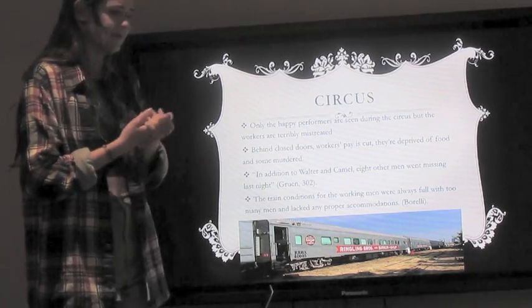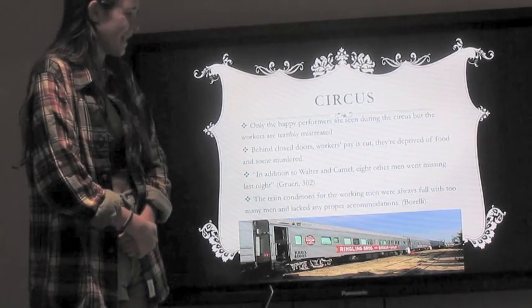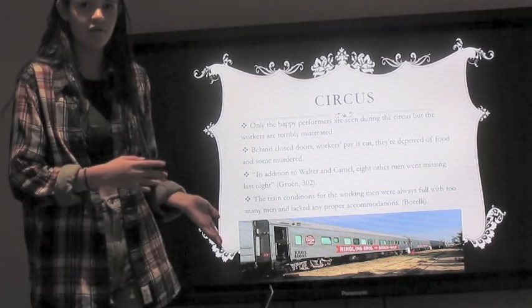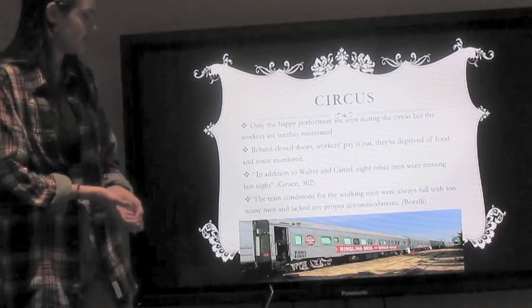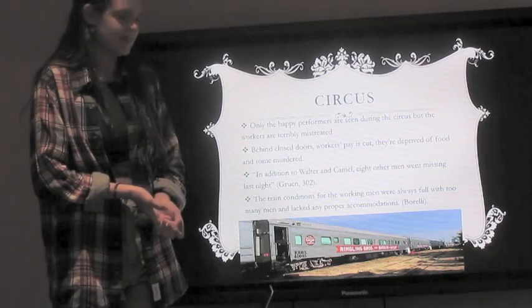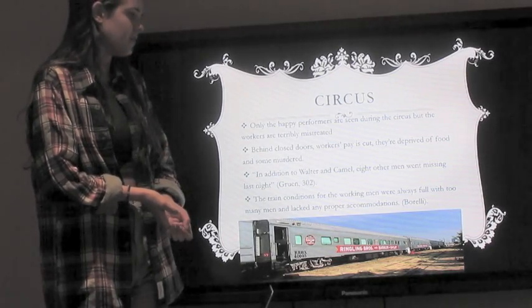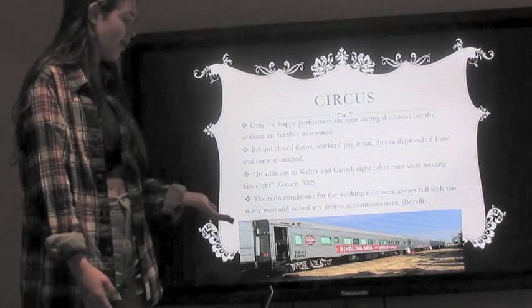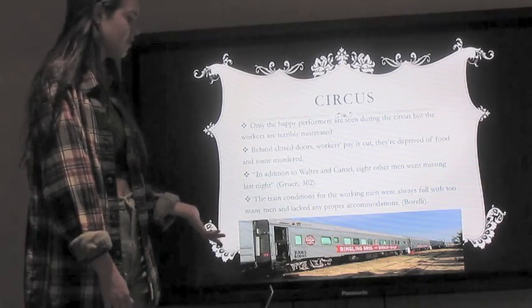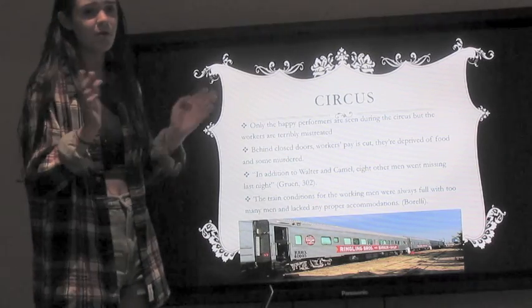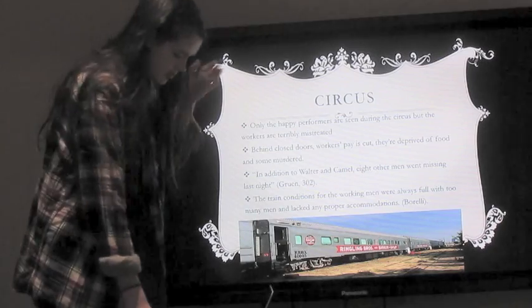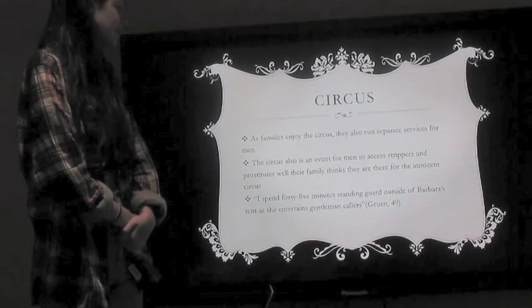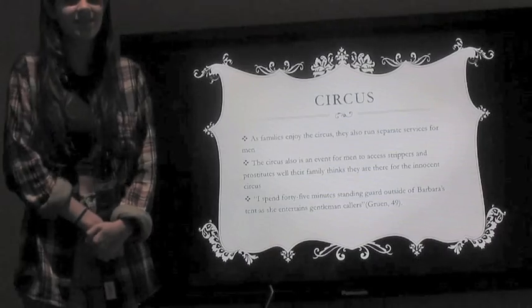So we see this in the book when it says, "In addition to Walter and Camel, 8 other men went missing last night." So just showing that people are actually getting pushed off the train to be killed because they're not wanted anymore. And also, a secondary source states that the train conditions for the working men were always full with too many men and lacked any proper accommodations. So the trains we see here are probably not the trains that the workers actually lived on. In the book there's 2 trains, one for all the important people and then one for all the workers that was just absolutely awful.